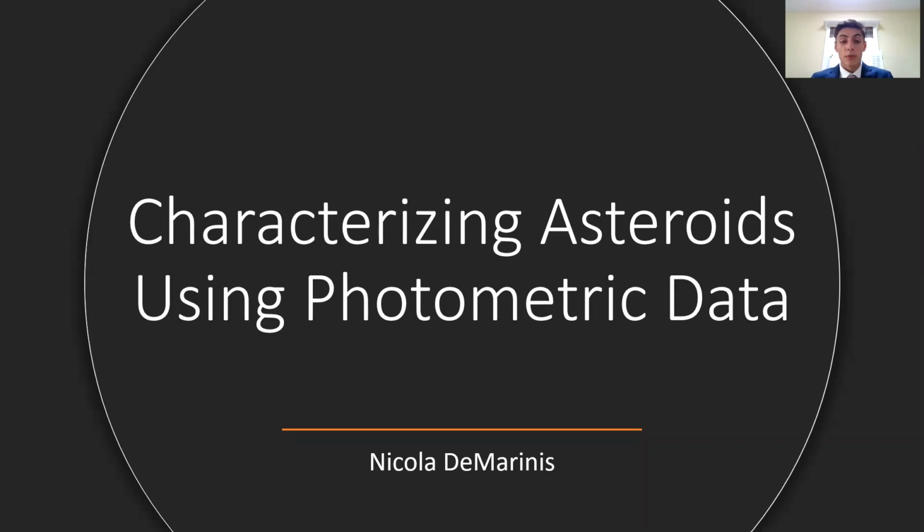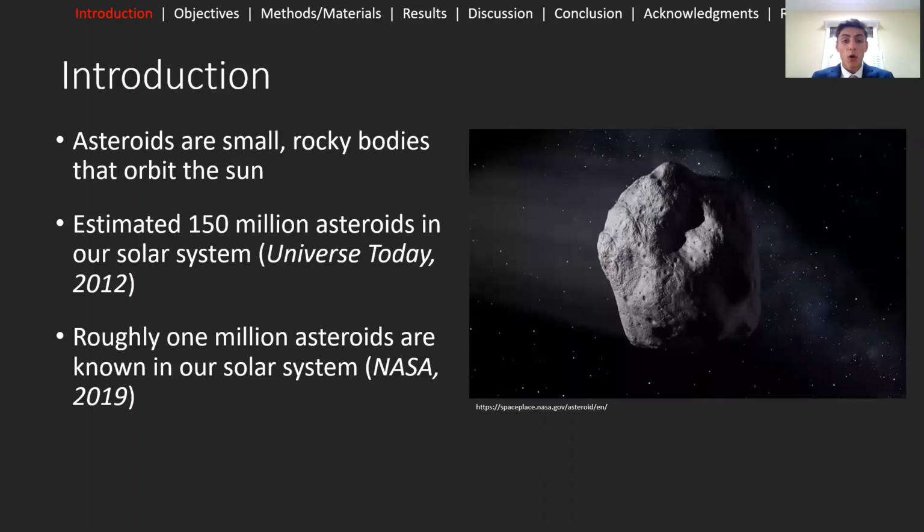Hello, my name is Nicola DeMarinis, and my project is on characterizing asteroids using photometric data. Asteroids are small rocky bodies that orbit our sun, and there is an estimated 150 million asteroids in our solar system alone. Out of that 150 million, roughly 1 million asteroids are known, and only a small fraction of those known asteroids have shapes and shape models generated for them.